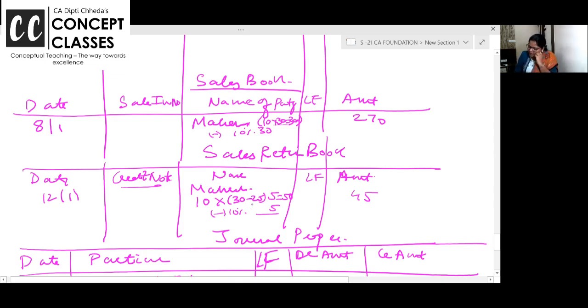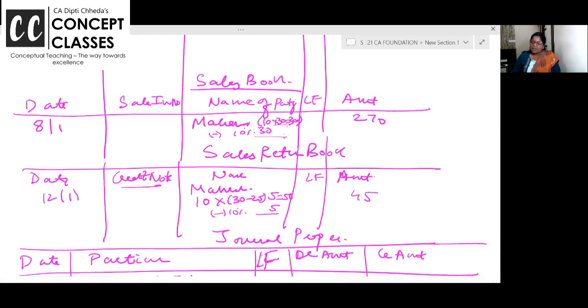So instead of 30, the sales you have to debit now. Sales you can't debit, it's sales return debit. 5 rupees in that also you have to give discount and take it as 45 and not 50, because while recording 30 instead of 25, that time also you have not recorded 300. You have recorded 270. So like that.